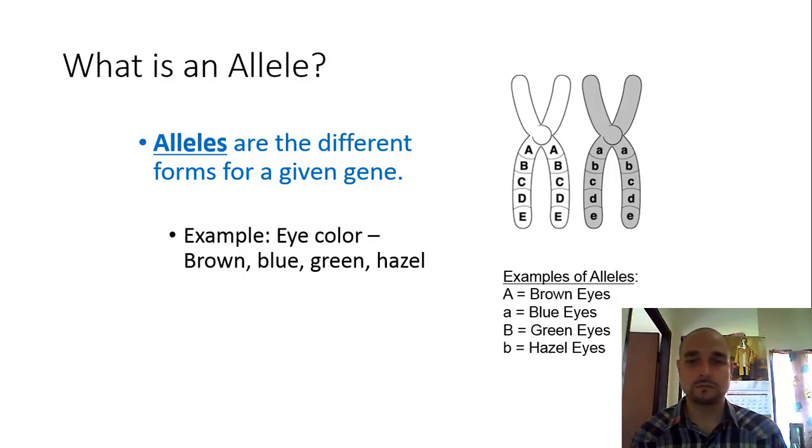So what is an allele? Alleles are the different forms of a given gene, using eye color: blue, brown, green, or hazel.